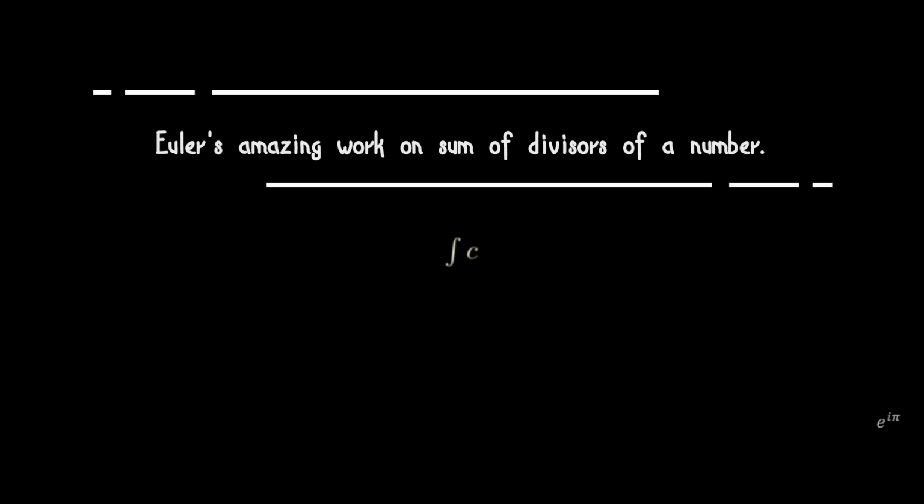2 notation as was used by Euler to represent the sum of divisors of a number. For example, if I write int 15, that would mean 1 plus 3 plus 5 plus 15, which is 24. Now let's have a look at some of this notation's important properties.